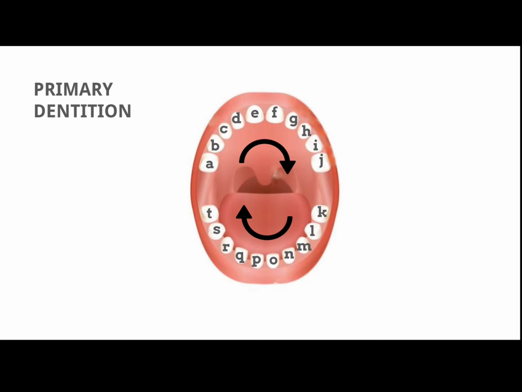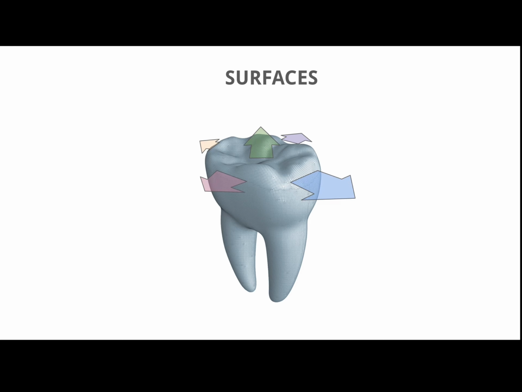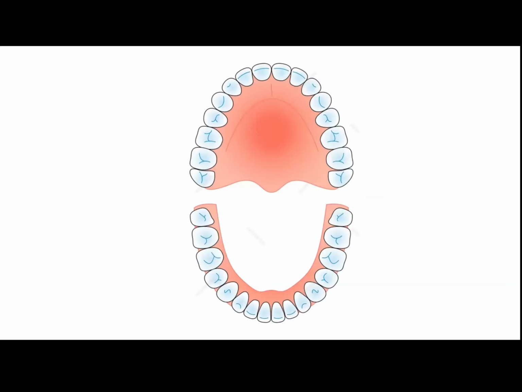Now we're going to talk a little bit about the surfaces of the teeth, and this is important because this is how we describe the findings on each individual tooth. That's how we know where the cavity is, how big the cavity is, or what surfaces of the tooth have been affected.